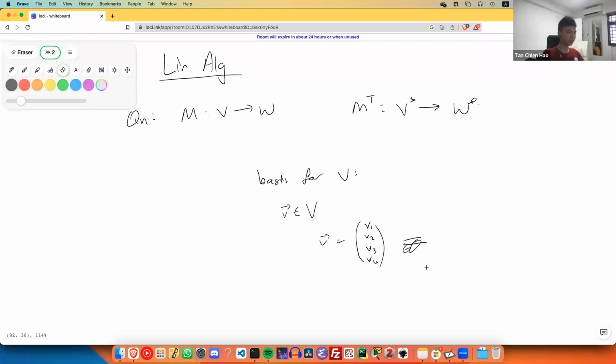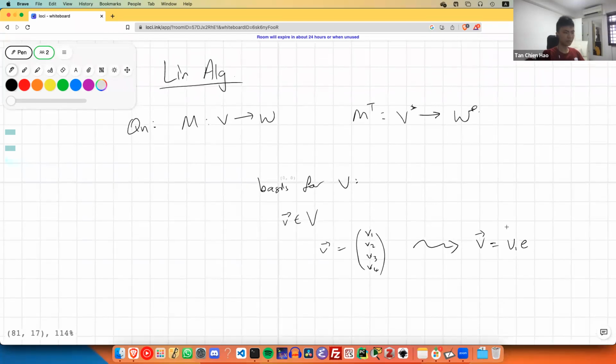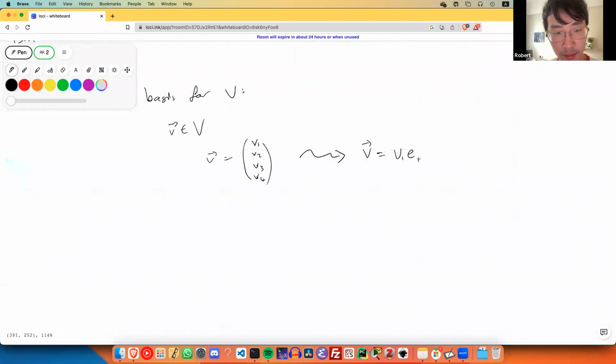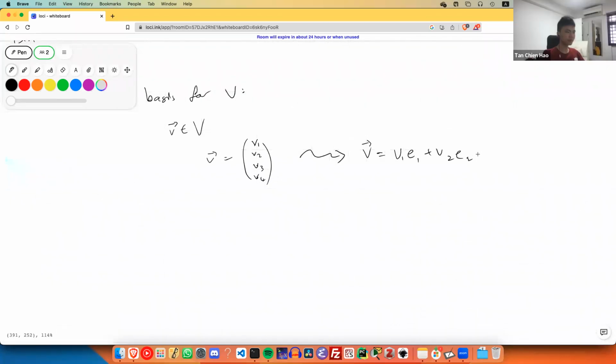So for example, V will roughly correspond to, okay, it seems like the eraser is not working very well, but oh well. I'll try not to make so many mistakes. So this roughly corresponds to V equals v1 e1 plus v2 e2 plus, and so on, where V is an element of the vector space V.